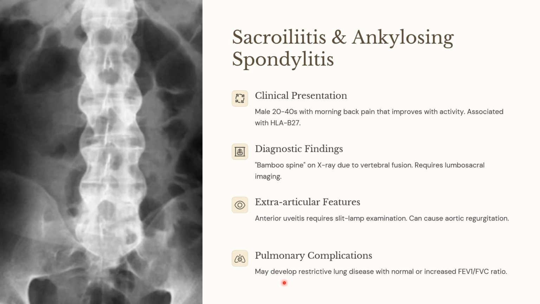This may develop into restrictive lung disease, which is not really common. But what is common is that it can result in anemia of chronic disease. Sometimes 20% of the patients with ankylosing spondylitis can present with aortic regurgitation due to inflammation of the aorta. This happens in only 20% of the patients, but still sometimes this is tested in the exams. The treatment is the same as rheumatoid arthritis.